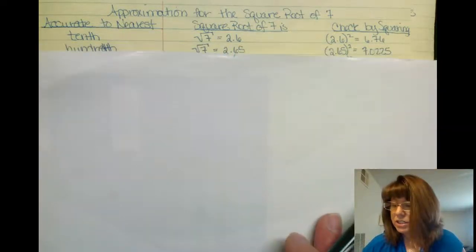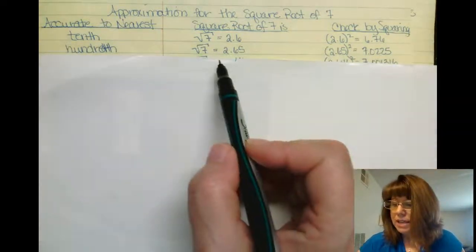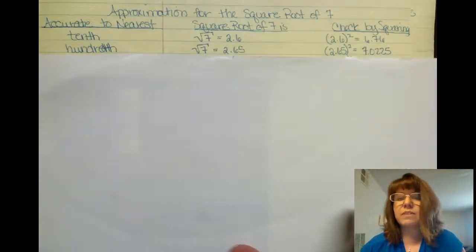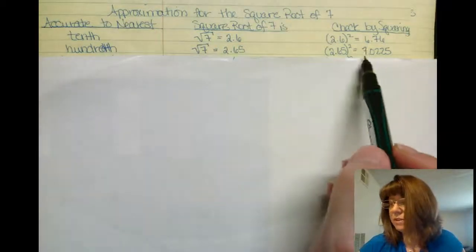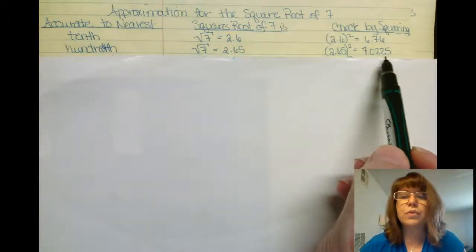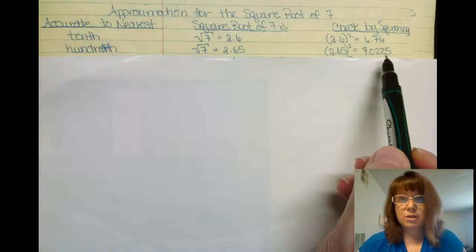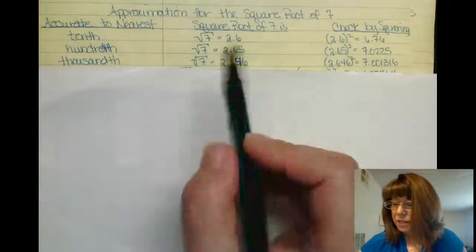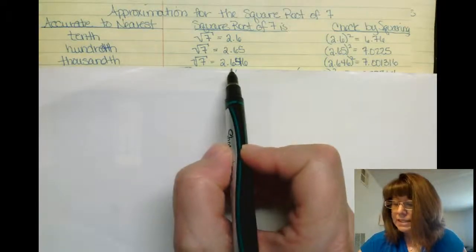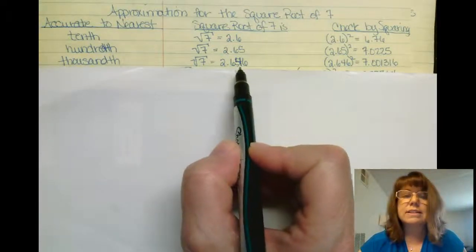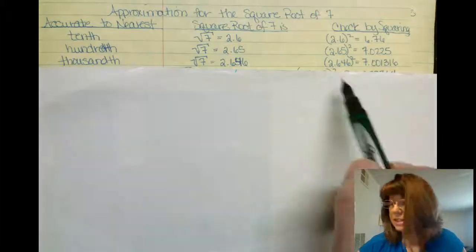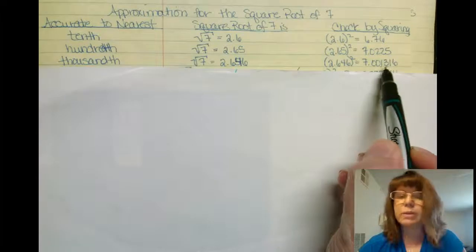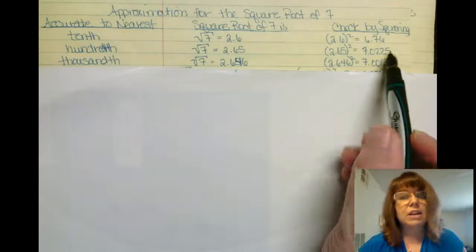Let's try to the nearest hundredth. So I'm going to say 2.65. Well, 2.65 times 2.65 is 7.0225. That is a lot closer to 7. Let's go one more digit. 2.646. Well, 2.646 squared is going to be 7.001316, even closer to 7.